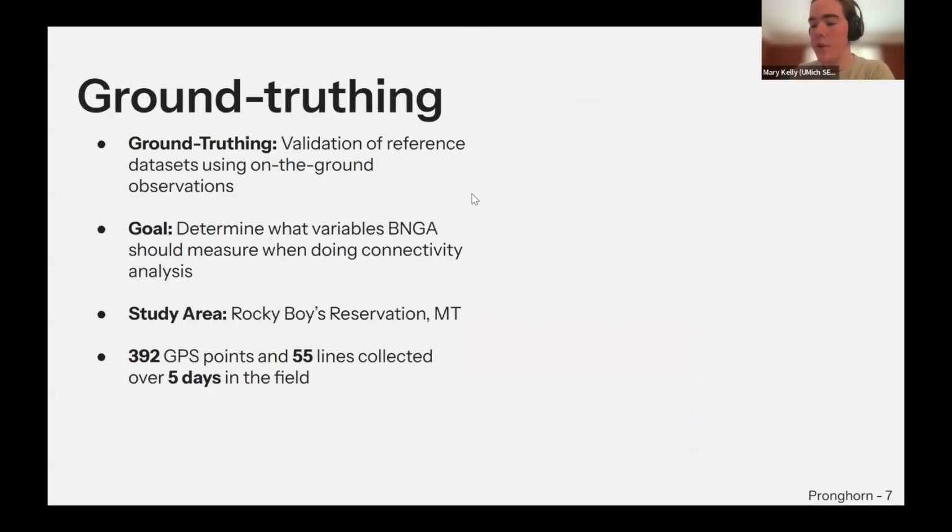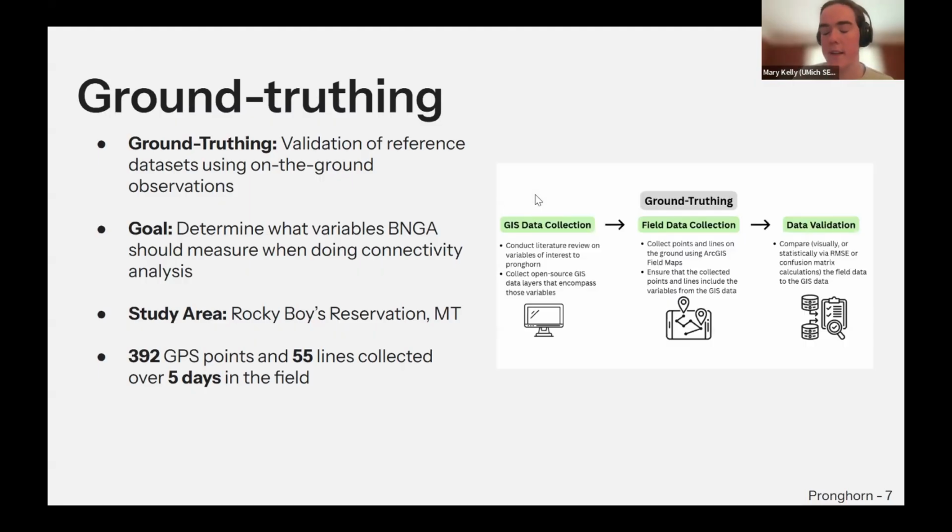Okay, so to do the pronghorn habitat assessment that Bridget's going to talk about in a moment, you need input data to go into that model. And so we decided to use open source or freely available data sets to avoid asking BNGA or their partners for information. We're trying to avoid sort of extractive research practices. And the choice of what data sets to use, like Lou mentioned, was informed by a literature review focused on habitat variables relevant to pronghorn. What types of landscapes do they gravitate towards?